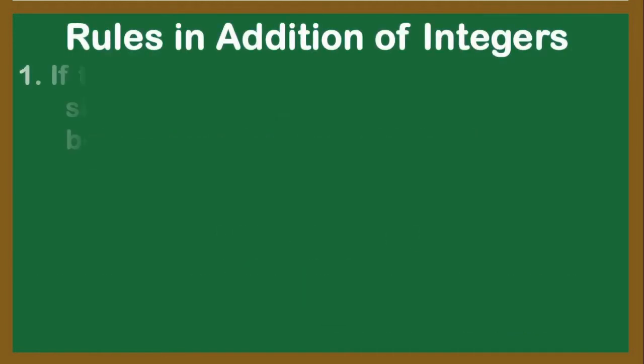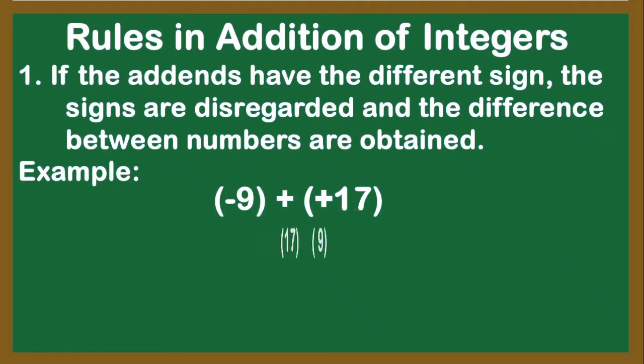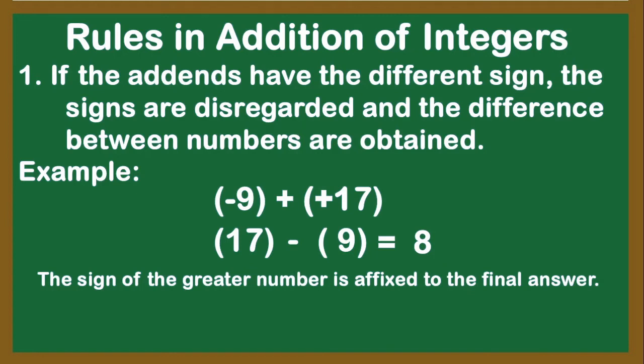Another example for rule number 2. Let us have negative 9 plus positive 17. Disregarding the signs, we have now 17 and 9. Taking the difference between the numbers, we have 17 minus 9 equals 8. The sign of the greater number is affixed to the final answer. Since 17 is the greater number, then we have positive as its sign. Affixing the positive sign to 8, we have positive 8. The sum of negative 9 plus positive 17 is positive 8.